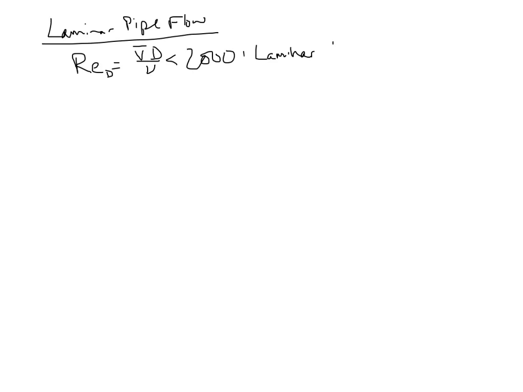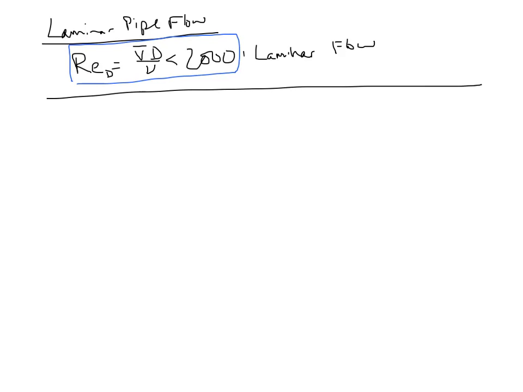And so the results I'm going to summarize here are all subject to the limitation that the Reynolds number is less than about 2,000. Sometimes it can hold up to maybe 2,500 or something, but 2,000 is a good rule of thumb. Okay, first thing is to talk about the velocity distribution in the cross section of a pipe.